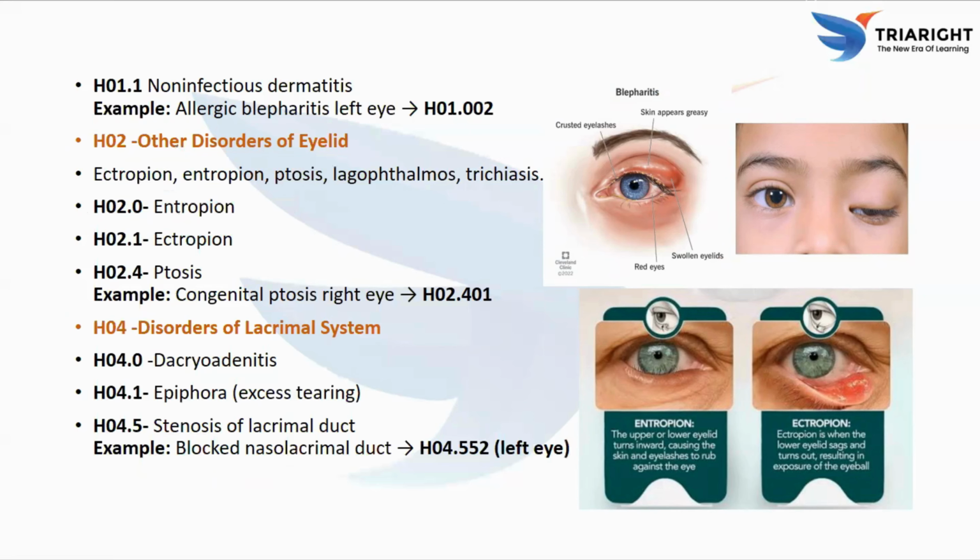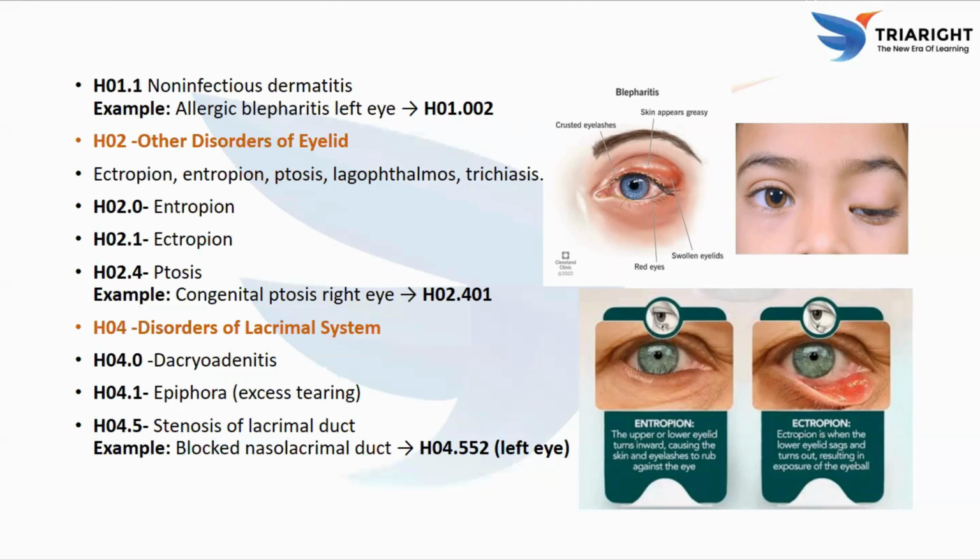So what is the example? Allergic blepharitis of the left eye. Whenever documentation gives you allergic blepharitis left eye, then you have to assign the code H01.002, where H01 indicates other inflammation of the eyelid, 0 for blepharitis, 02 for left eye.